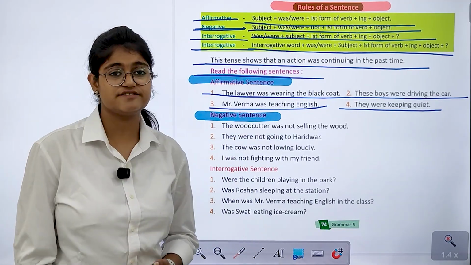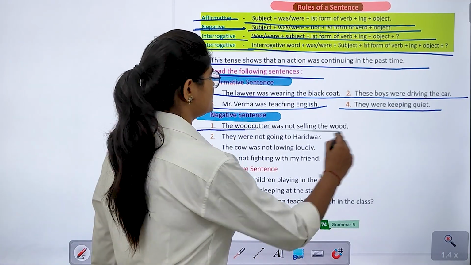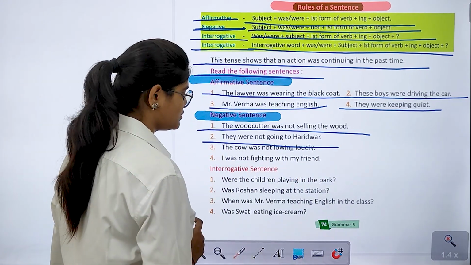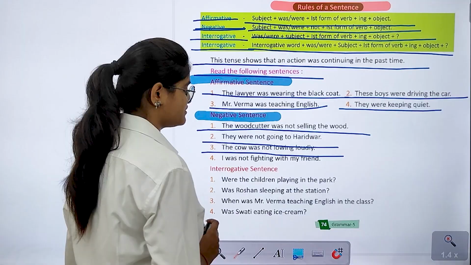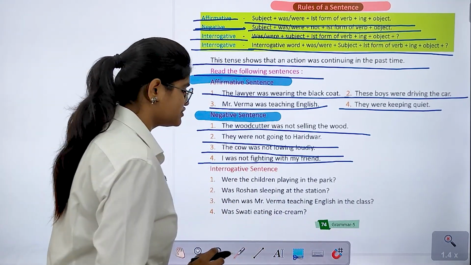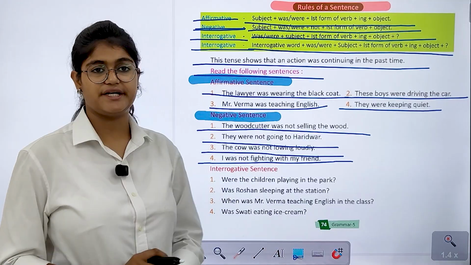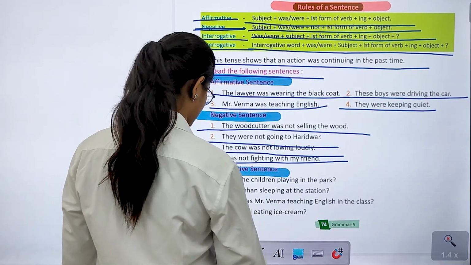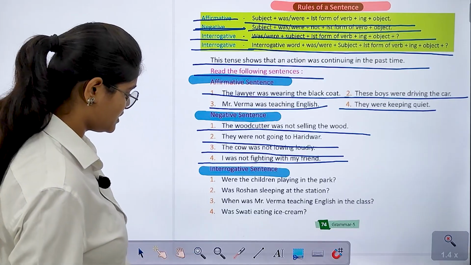So the negative sentences are the woodcutter was not selling the wood. They were not going to Haridwar. The cow was not lowing loudly, and I was not fighting with my friend. Right? After that, we have interrogative sentence. So what are these interrogative sentences?